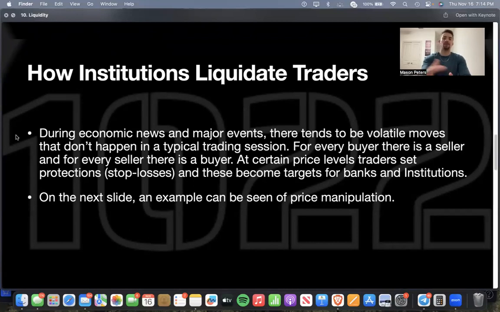So during economic news and major events, there's volatile moves that don't happen in a typical trading session. And for every buyer, there is a seller. And for every seller, there's a buyer. And so at certain price levels, traders set protections. These are called stop losses, right? And we know about stop losses. These become targets for banks and institutions.